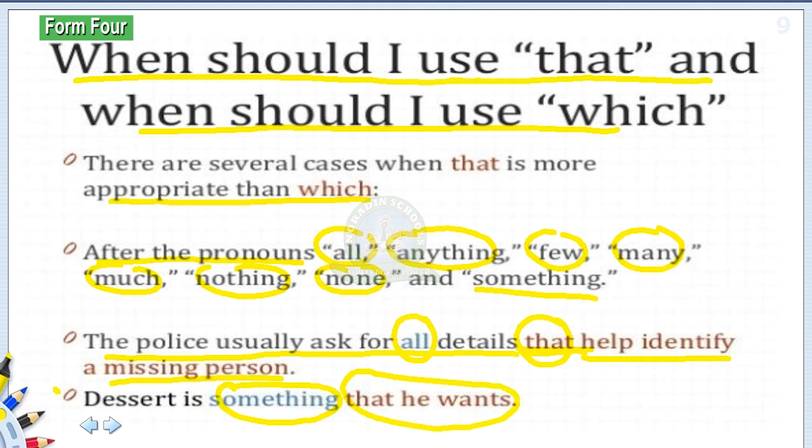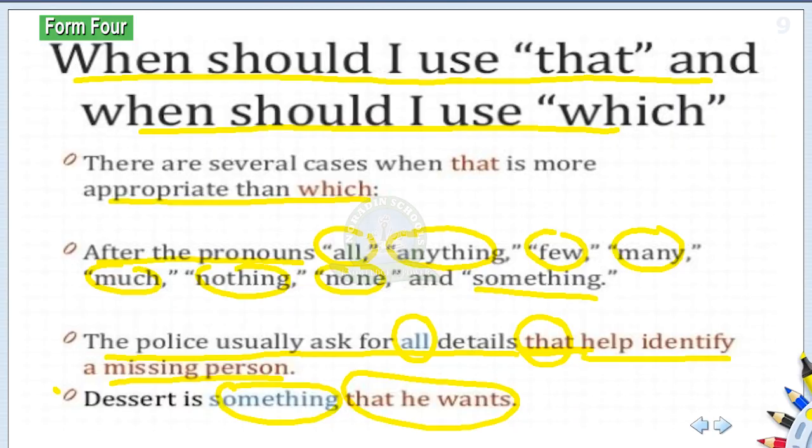So this is a relative clause because we use relative pronouns. And this is the main clause, two clauses. What is this sentence? Is it compound or complex? It's complex because if the sentence has two clauses, one subordinate and one independent, dependent and independent, it's called a complex sentence, not a compound sentence, because a compound sentence contains two independent clauses. So dessert is something that he wants. If you have something, we're going to use that. Remember this one.